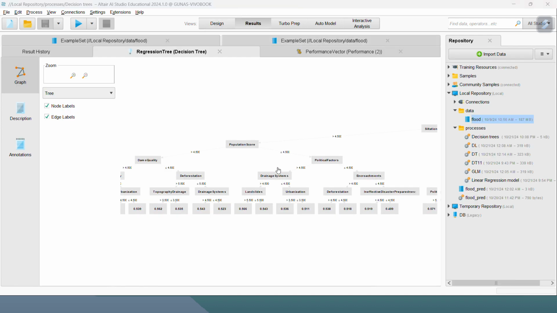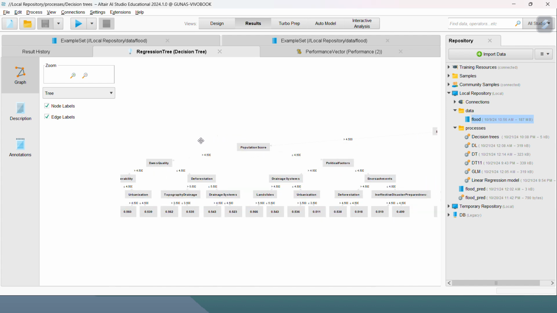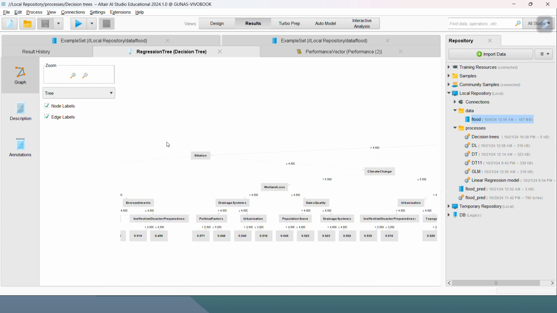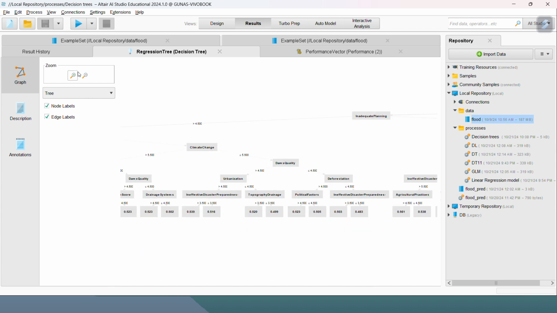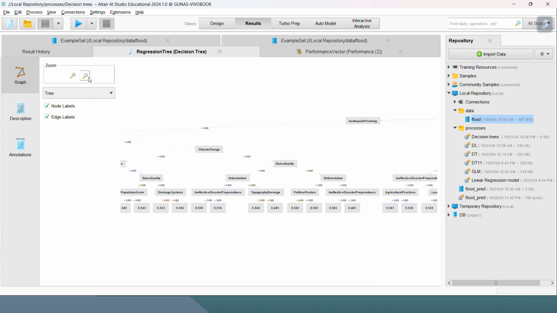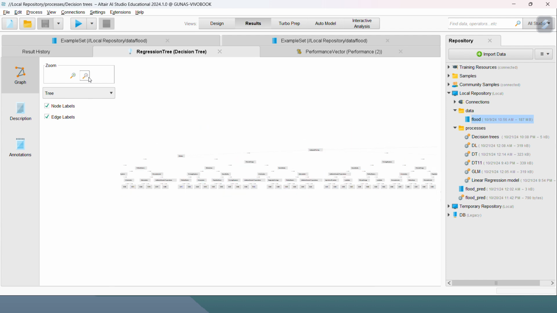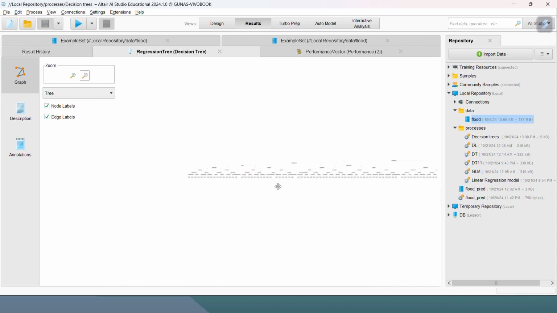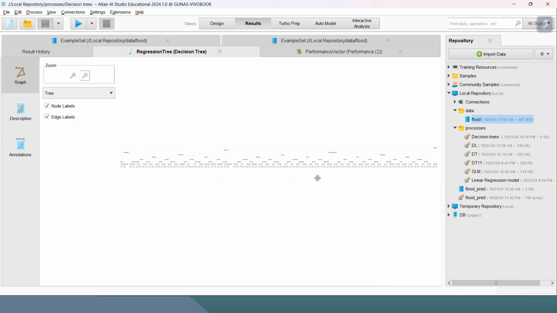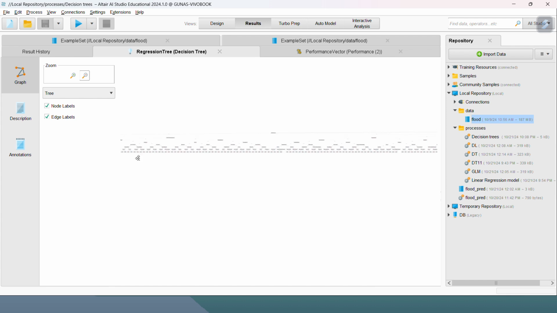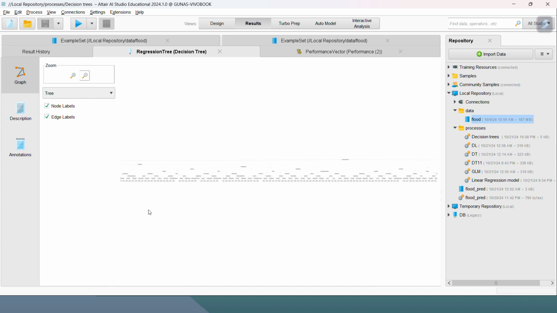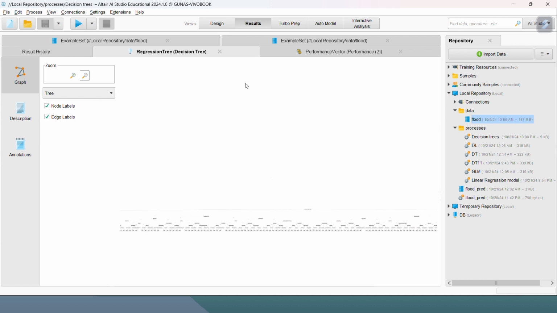After running this decision tree, we can see this here. As there are 20 parameters, the decision tree is quite huge. So let's check by zooming out. As we can see here, this is a very huge tree. And let's go to the next model, that is linear model.